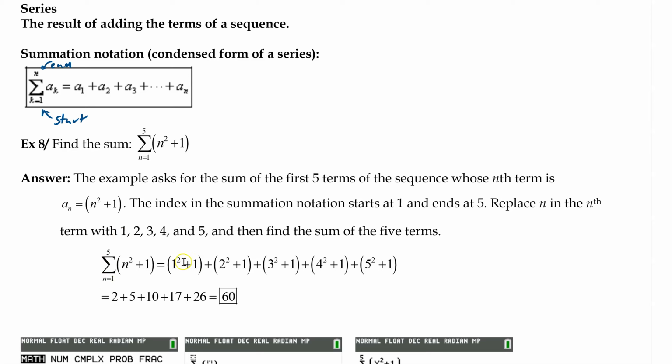So we start with 1, and we plug it in for n. We plug 2 in for n, 3 in for n, 4 in for n, and 5 in for n. And then you add them all up. That's what this sigma notation means. So we end up with this, which is 60.